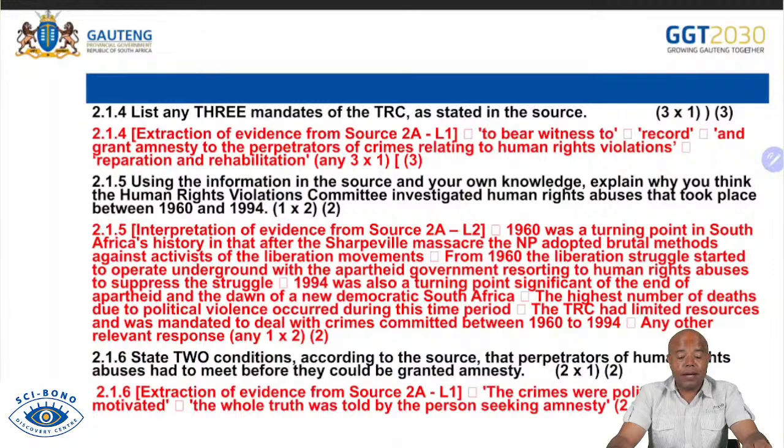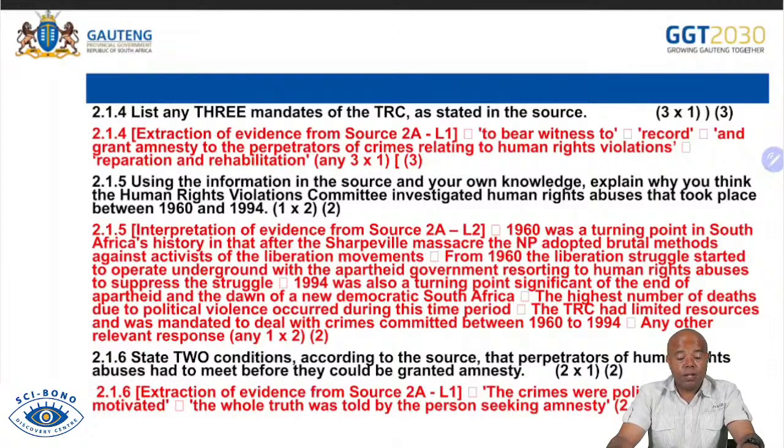2.1.4, list any 3 mandates of the TRC as stated in the source. The answer that's provided: to bear witness, to record, and grant amnesty. Now take note, list. Remember, list, quote, identify, name. Grant amnesty to perpetrators of crimes relating to human rights violations, reparation, and rehabilitation. Now those answers are found where? In the source.